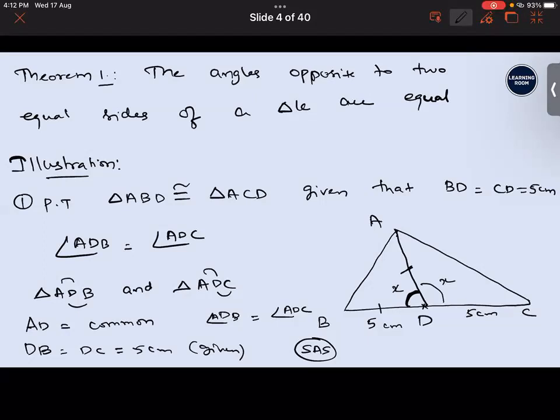Since you people know the congruency rules already, can I ask you this question? You know what is SSS criteria, right? Yes. So all the sides should be equal. So what does theorem 1 tell us? The angles opposite to two equal sides of a triangle are equal. So if this is x and this is x, can I say AB is equal to AC? So when I say AB is equal to AC, instead of using SAS criteria, I could have used SSS criteria also to prove the same thing.